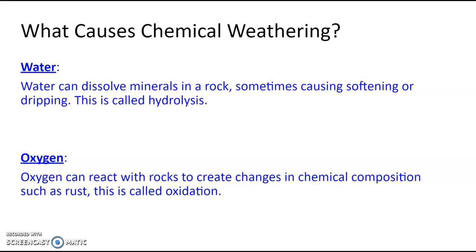So water can dissolve minerals in rocks, which causes softening or dripping, and this is called hydrolysis. And this is something that can cause significant problems in different parts of the world, because sinkholes develop and stuff like that. Oxygen can react with rocks to create changes in chemical composition, such as rust, and that's oxidation. So that's what I was talking about before with sandstone.